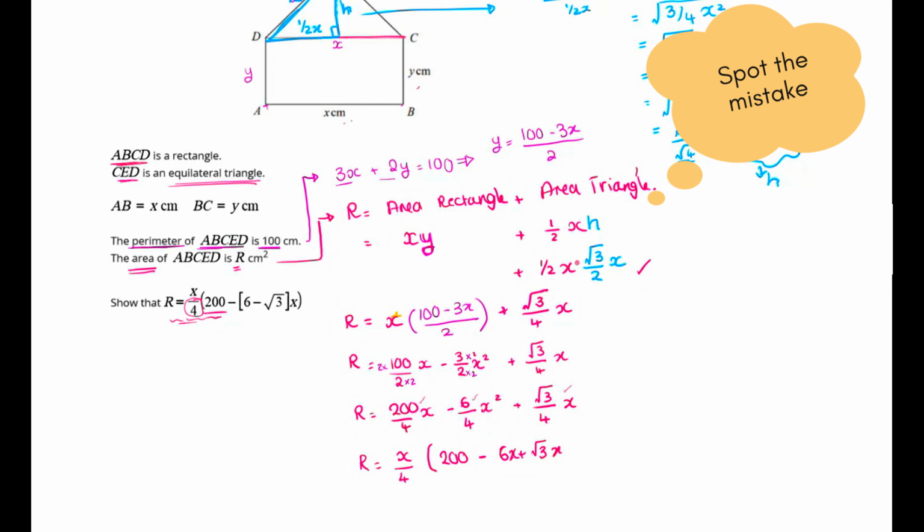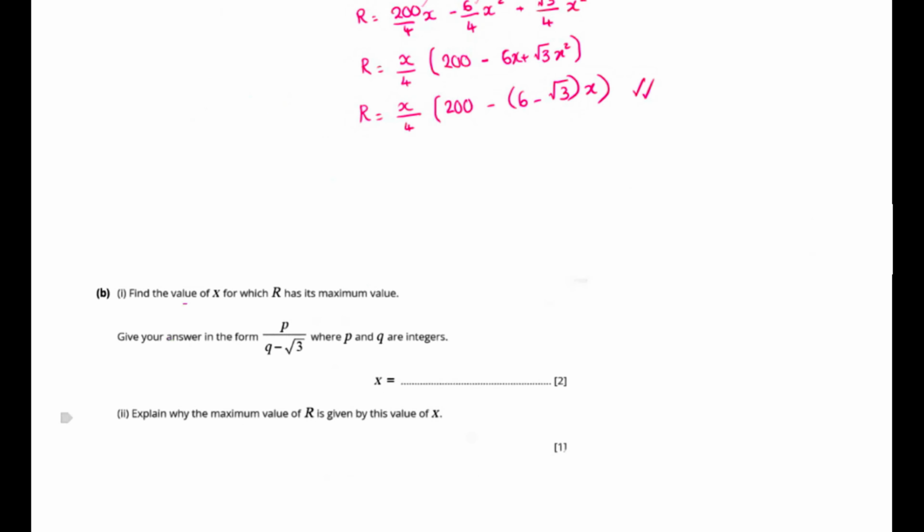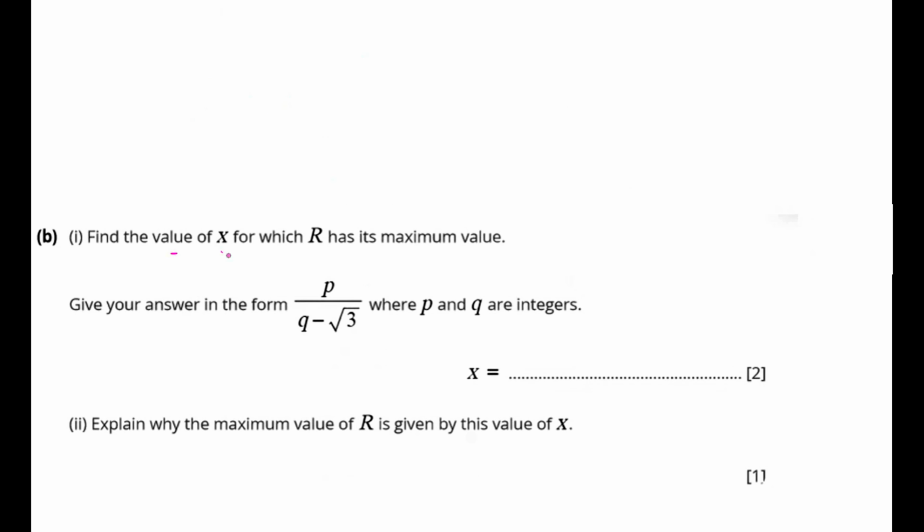Actually, there is something I forgot. If you look over here, what did I forget? I did 1/2 times root 3 over 2x, but I forgot times the x by 1, the other x. So this is squared. Yeah? So if I factorize out, that's... And now, my final answer, I get r is x over 4, 200 minus 6 minus root 3, x. Yeah? Okay. Right, so now let's look at part B.